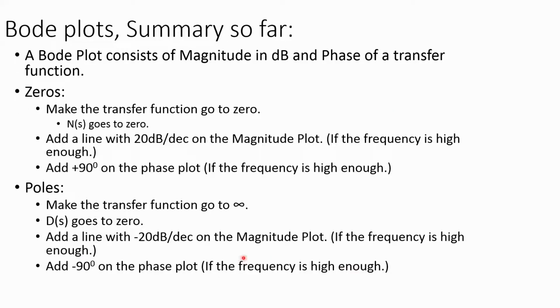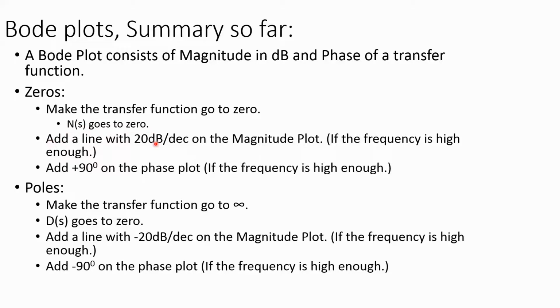Let's just summarize what we have so far. A Bode plot consists of magnitude in dB and phase, preferably in degrees, of a transfer function. It's both. So if you do a Bode plot on your exam, you need to have magnitude and phase. What do zeros do? They make the transfer function go to 0. So that's the numerator polynomial going to 0.